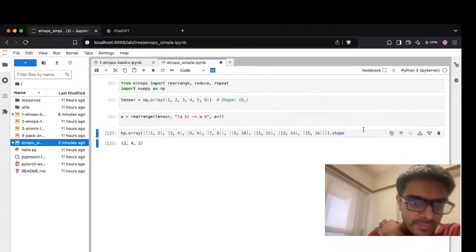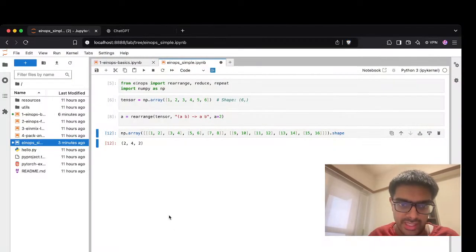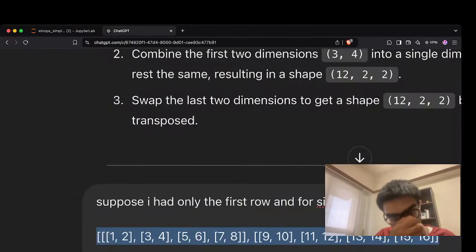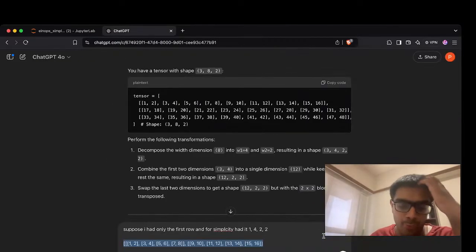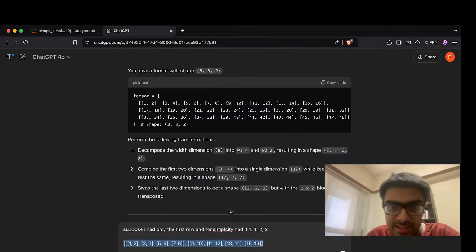It's 2 4 2, right? It's not 1 2 4 2. I guess we gotta add one more set of brackets on the outside. That's 1 2 4 2. But we want 1 4 2 2, right? Not 1 2 4 2. So let's go through this again.